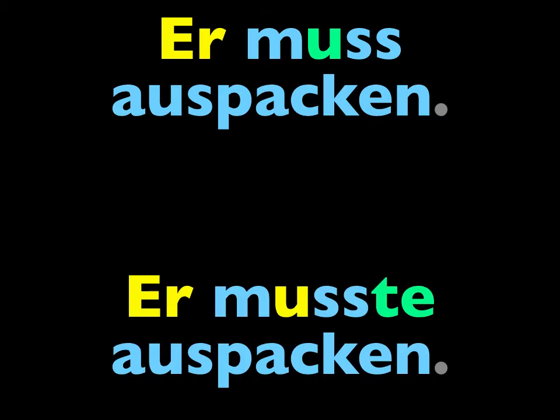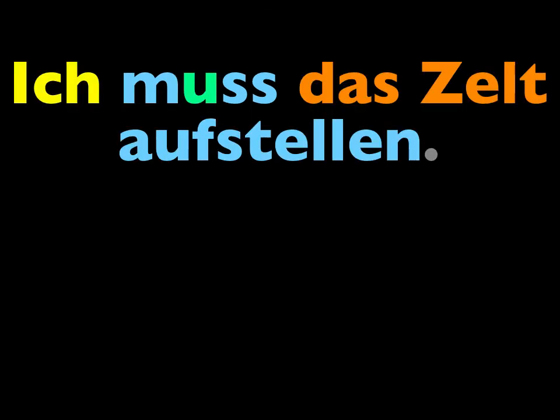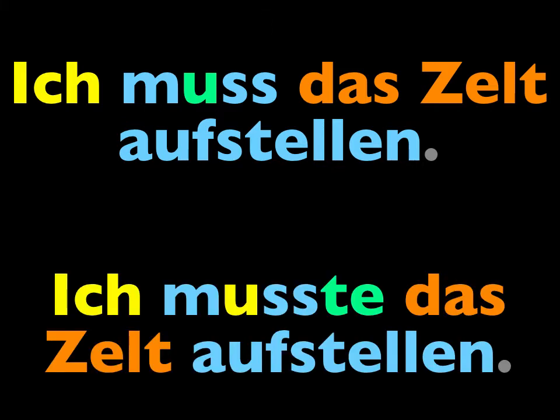Well, it would simply be er musste auspacken. Once again, you're just changing that second word. You're changing the verb to the imperfect tense, and then the rest of the sentence stays the same. I'll pause for you to respond, changing these sentences to the past tense. Ready? Ich muss das Zelt aufstellen. Make it I had to set up the tent. Ich musste das Zelt aufstellen.